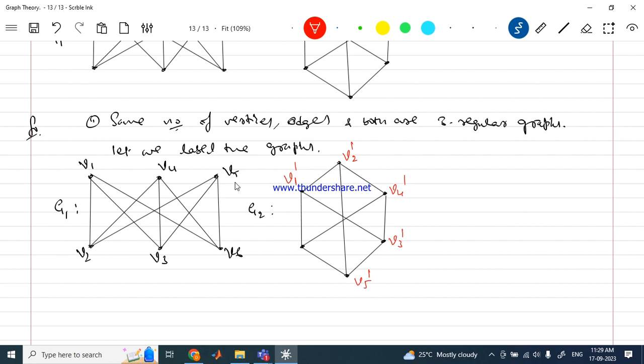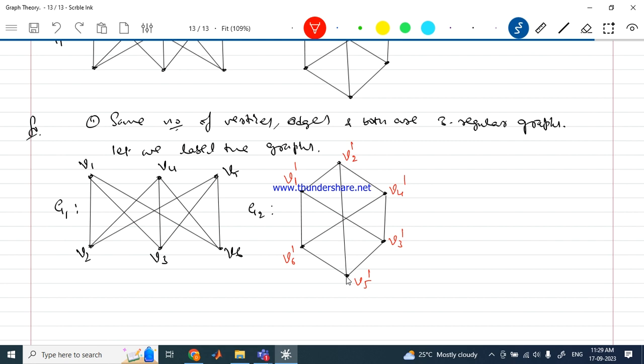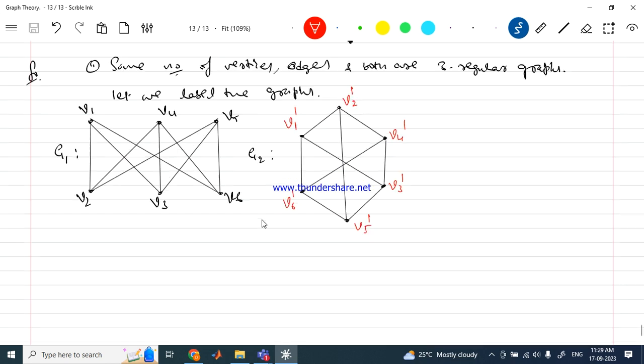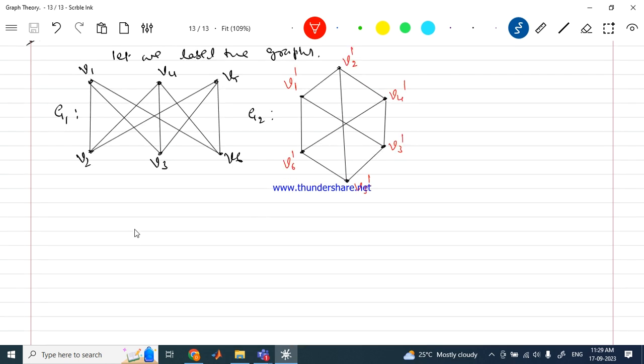Okay. Next is what? V5 is adjacent to V6. V5 dash is adjacent to V6 dash. Now the question is: is this V6 dash adjacent to these three vertices? V6 to V1, okay. V6 to V4, that is also there, and V6 to V5. Yes. I just labeled this in such a way that I took care of the vertex adjacency, so that the labeling part becomes simple. That is, defining your one-to-one correspondence becomes simple.